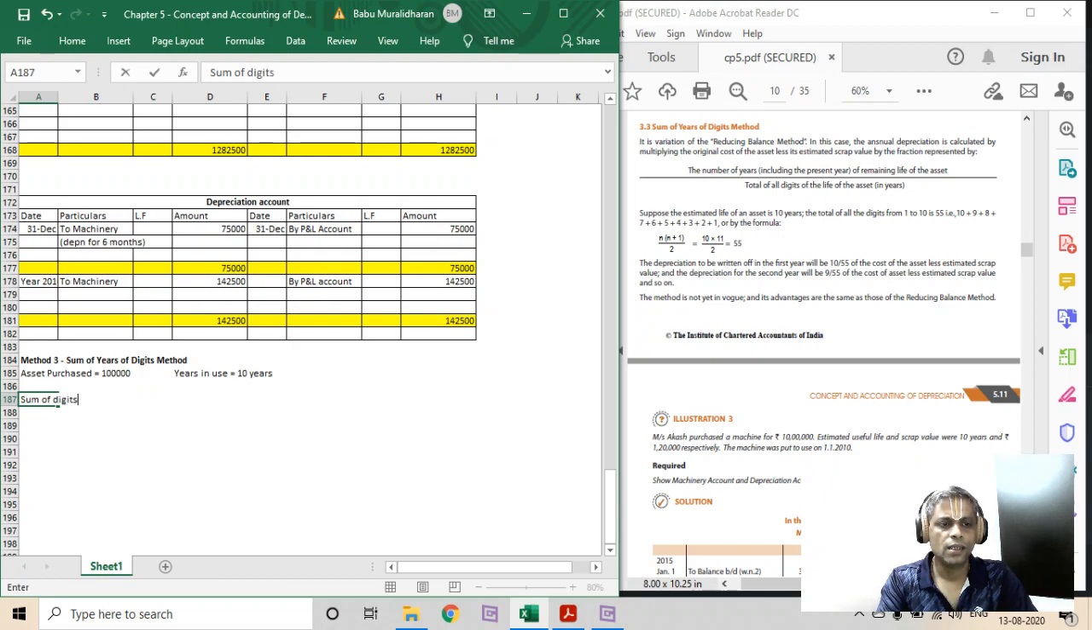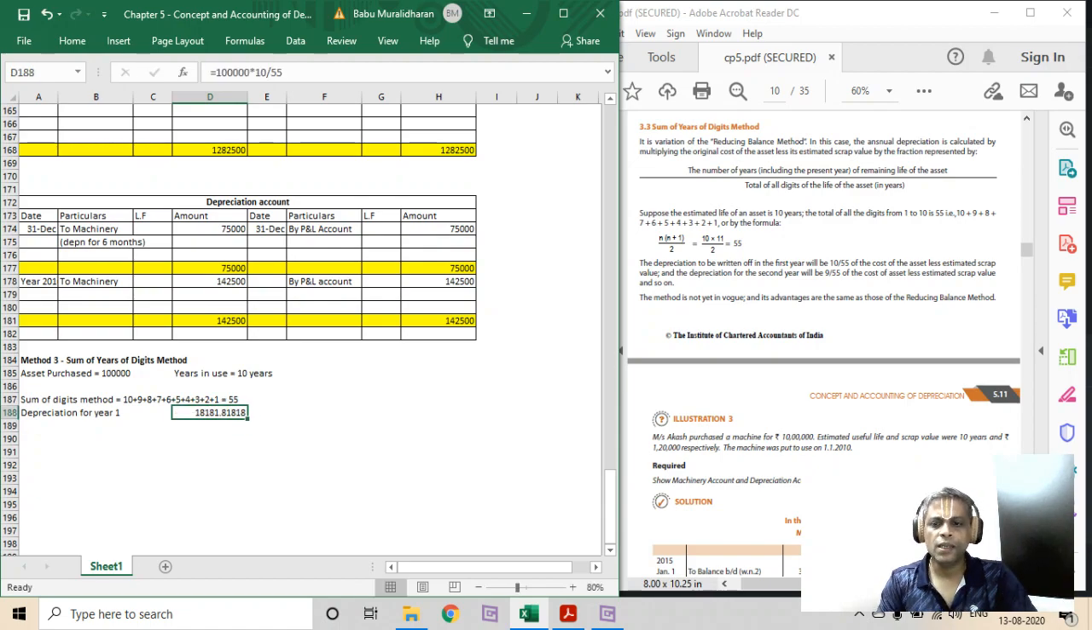Sum of digits method. 10 plus 9 plus 8 plus 7 plus 6 plus 5 plus 4 plus 3 plus 2 plus 1. That is equal to 55. Every year, depreciation for year 1, assuming that there is no residual value on the asset, depreciation for year 1 will be equal to 1 lakh into 10 by 55.